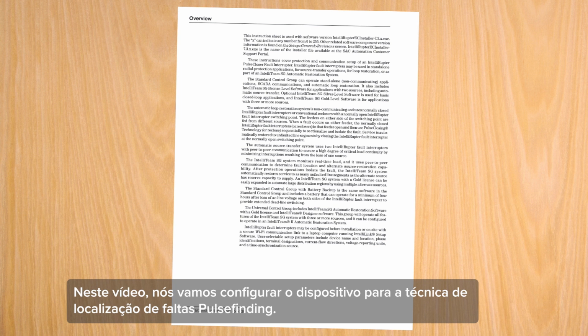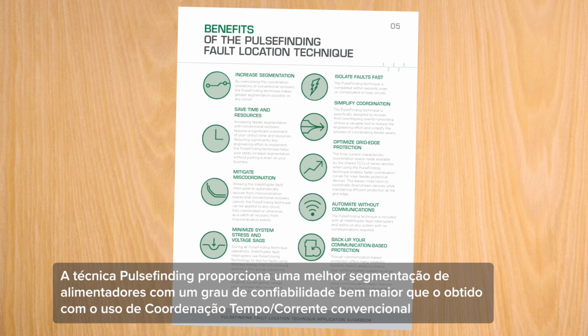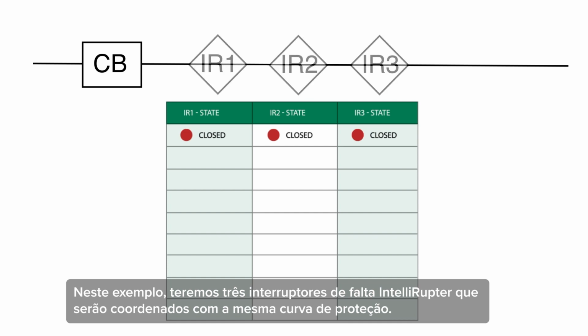In this video, we'll configure the device for the PulseFinding fault location technique. The PulseFinding fault location technique allows multiple IntelliRupter PulseCloser fault interrupters to operate in series using the same TCC curve. The PulseFinding technique provides better feeder segmentation for a higher degree of reliability than can be achieved by conventional time-current coordination alone. In this example, we'll have 3 IntelliRupter fault interrupters that will be coordinated with the same protection curve.